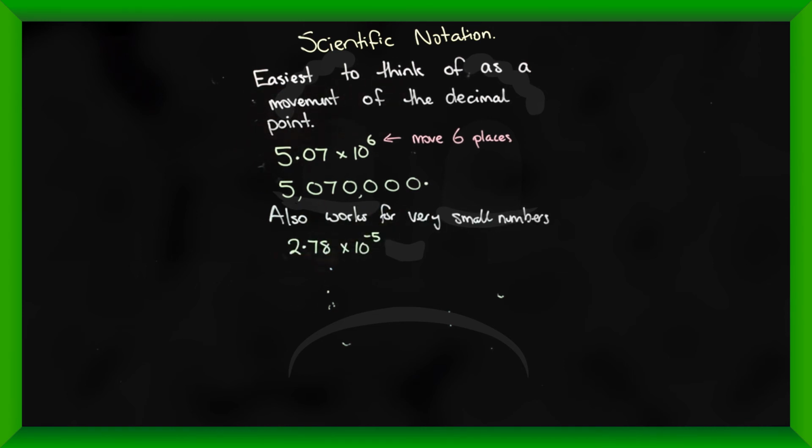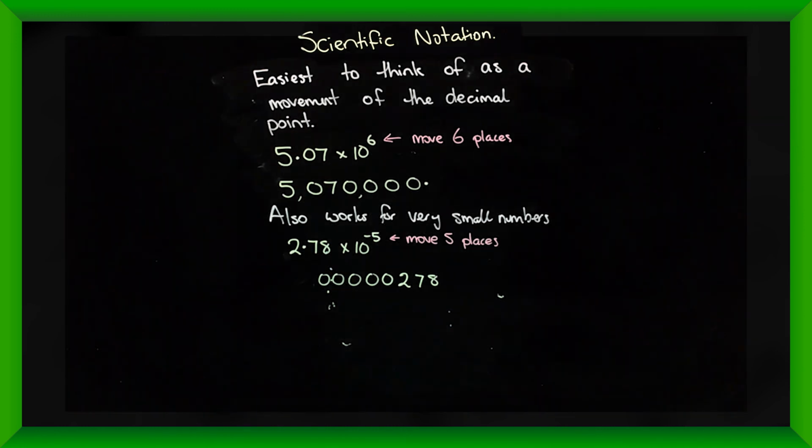This also works for very, very small numbers. We put a negative in as the power of 10, and we can then move the decimal point in the opposite direction. Scientific notation is a powerful way of dealing with numbers which would normally be way too big for us to deal with or even comprehend.